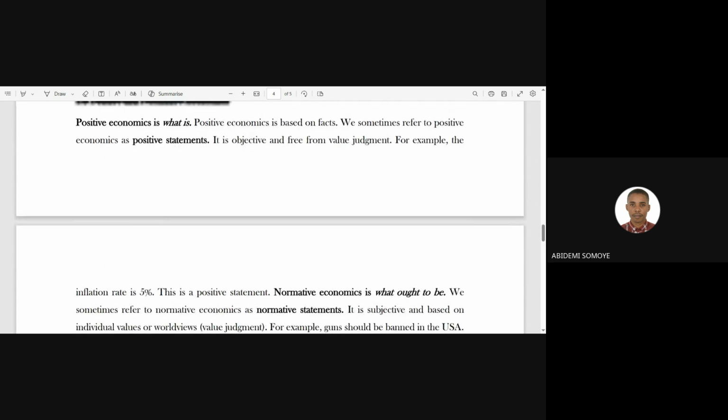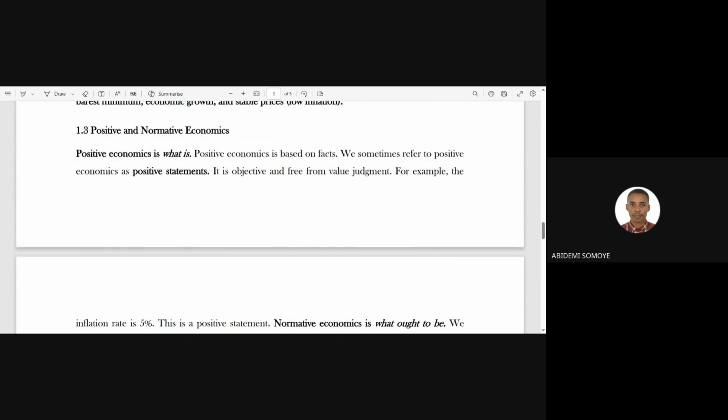So remember the differences between positive and normative economics. Positive economics is what is, and normative economics is what ought to be.